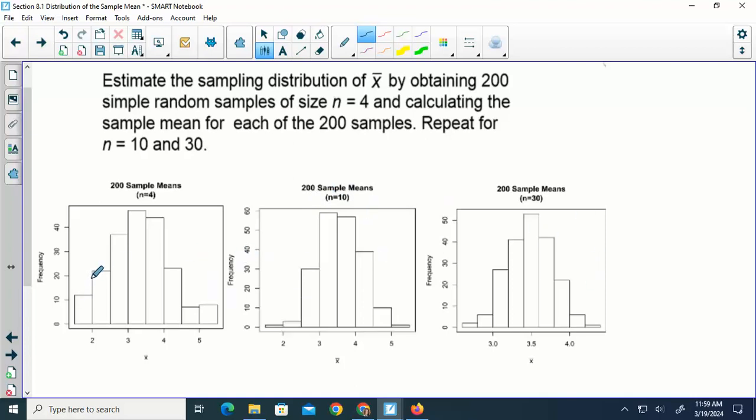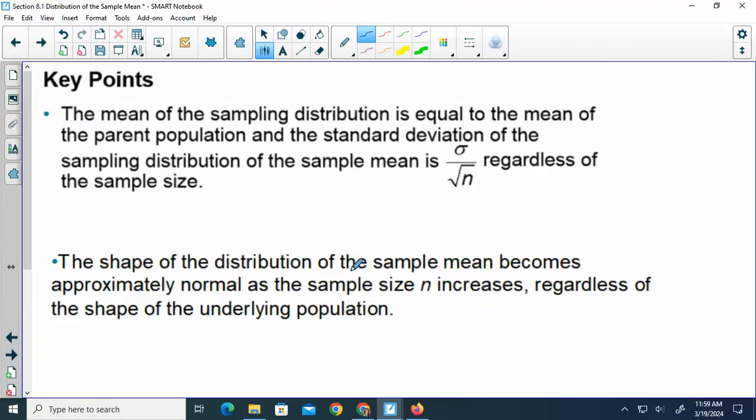What do you notice about these? They're kind of normal. What's happening as my N gets bigger? It's getting more and more bell-shaped. So if my N is big enough, would this be a normal distribution? Okay. So it actually turns out that the shape becomes normal as the sample size increases, regardless of the original data. So even if the original data isn't normal, if our N gets big enough, the sampling distribution of sample means will become normal.